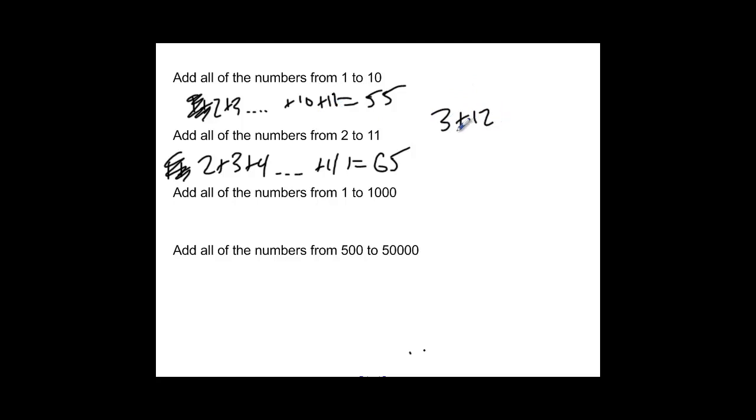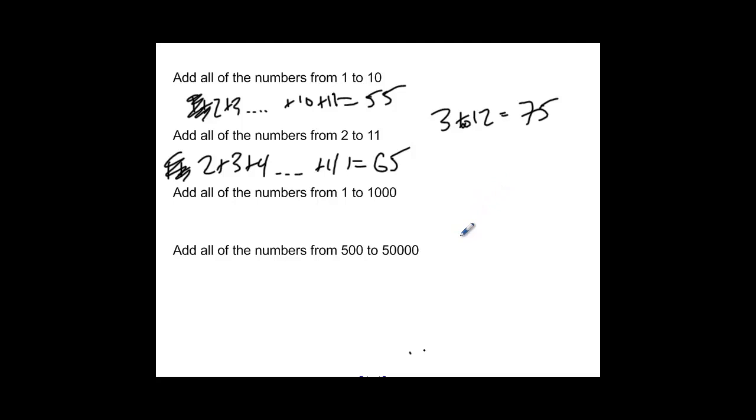Which means that if I were to add the numbers from 3 to 12 real quick, it's actually going to be 75. Because I'm going to pull off a 2, which means the number is going to be 2 less. Then I'm going to add a 12, which means it's going to be 2 more plus 10 more.